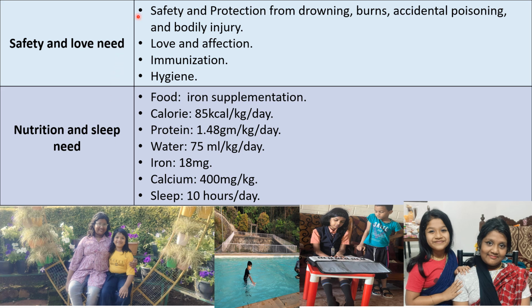Safety and love need. Safety and protection from drowning, burns, accidental poisoning and bodily injury. Love and affection, immunization, hygiene. Parents need to be taught about all this safety and love needs. And also the second thing which parents need to be taught is nutrition and sleep need. They should get iron supplementation, especially girls. The calorie, protein, water, iron, calcium requirements, as a nurse we need to teach the parents. The schoolers need to get 10 hours of sleep.